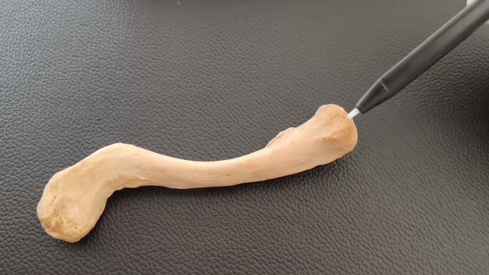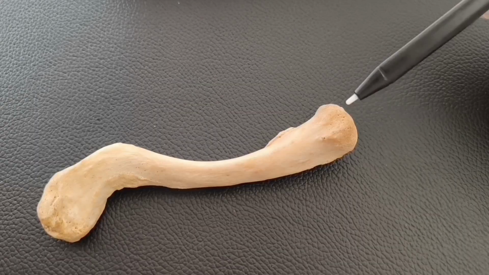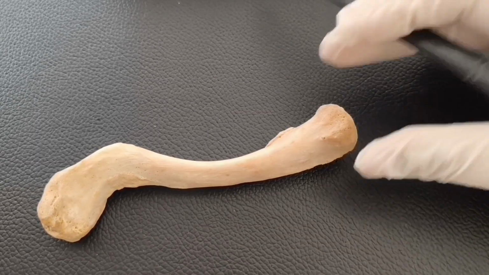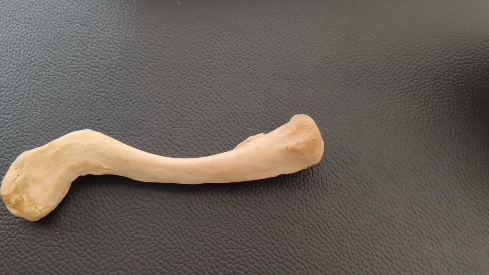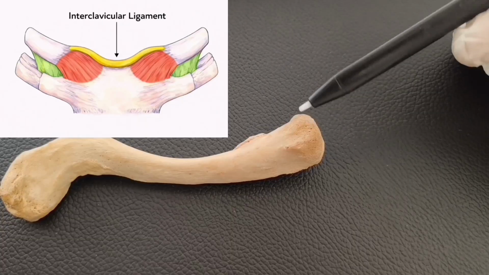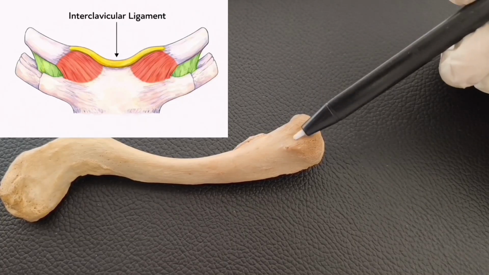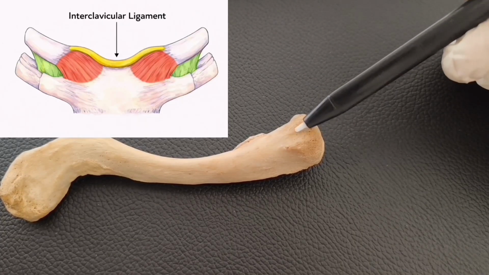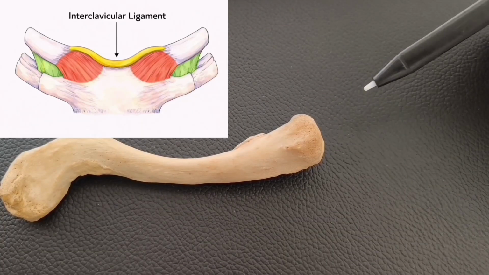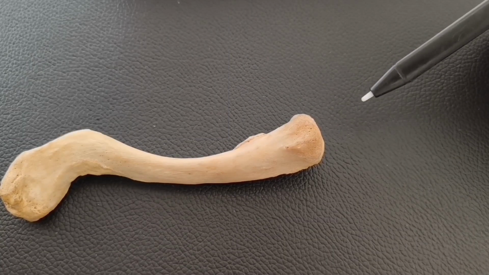Along with that, in its posterior superior area over here, we have the presence of an articular disc and we have the interclavicular ligament. Superiorly from the medial end, there arises a ligament called the interclavicular ligament. So this ligament starts from this region, covers over the manubrium, and connects the clavicle of the opposite side.